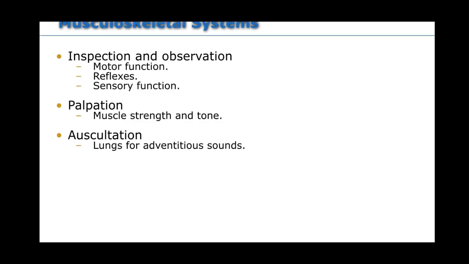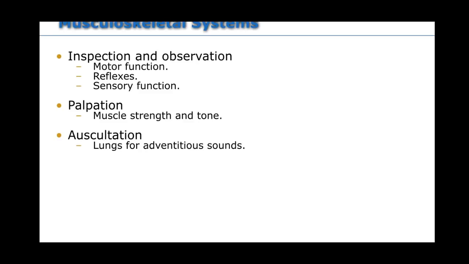Make sure that everything distal to the injury is intact because you're looking for nerve damage. So if you have a fracture that's impinging on a nerve, you're going to see sensory, motor, reflex type deficits distal to the injury. Palpation, you want to make sure that you check their muscle strength, their muscle tone, and then going back to observation, of course, if you see any obvious deformities, those are all important too.